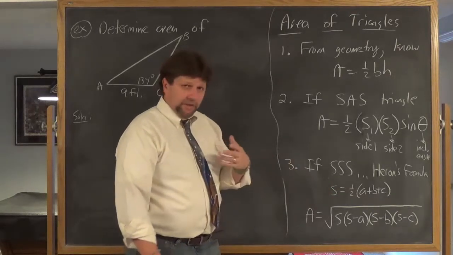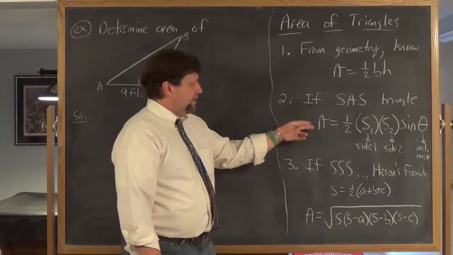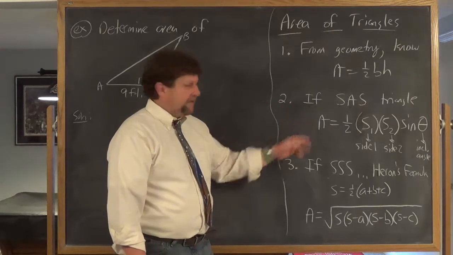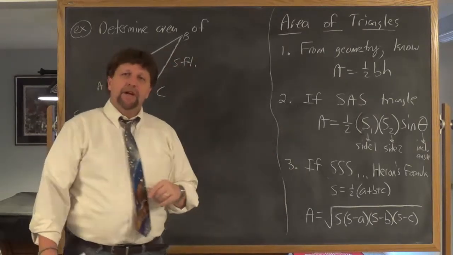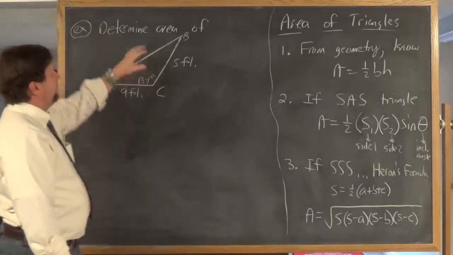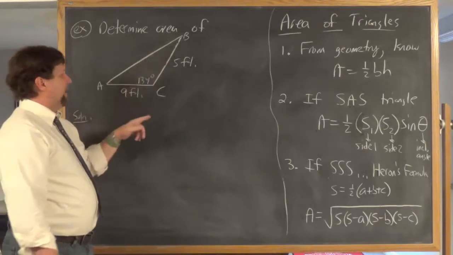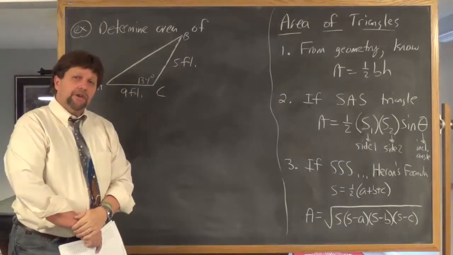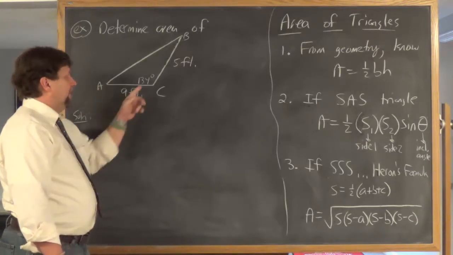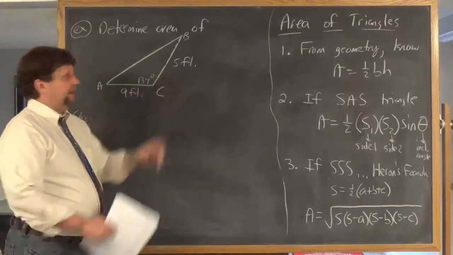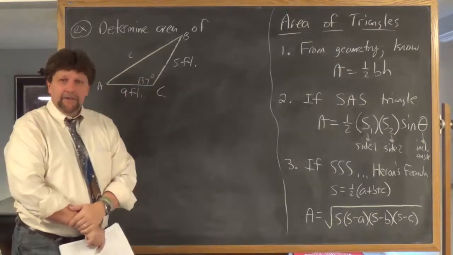I'm just going to look at a couple of examples of how to use this formula to find area if you know side angle side, and how to use Heron's Formula. Let's look at the first example. I want to determine the area of this triangle, triangle ABC. Angle C is 134 degrees. Side B is 9 feet. Side A is 5 feet. This would be side C over here.